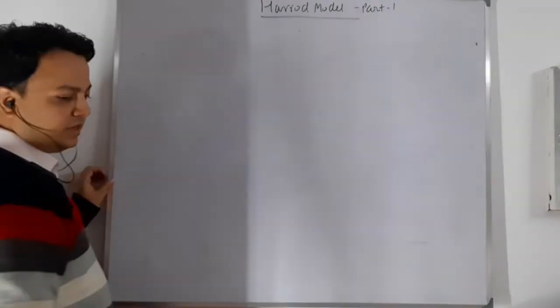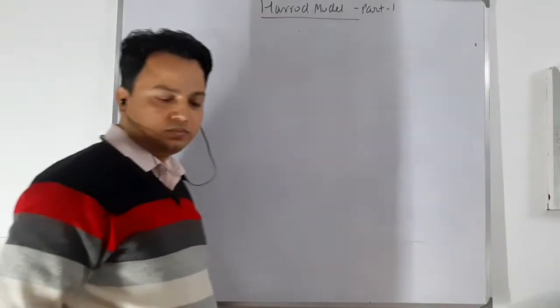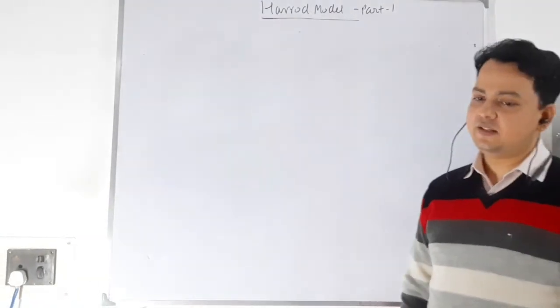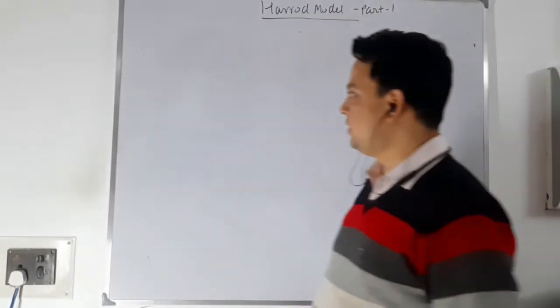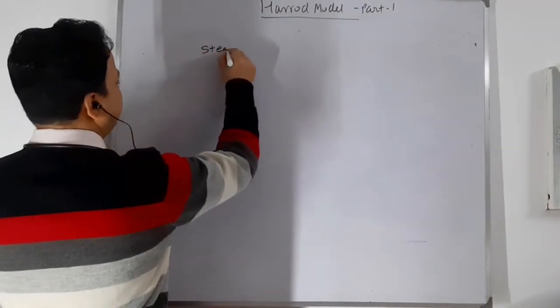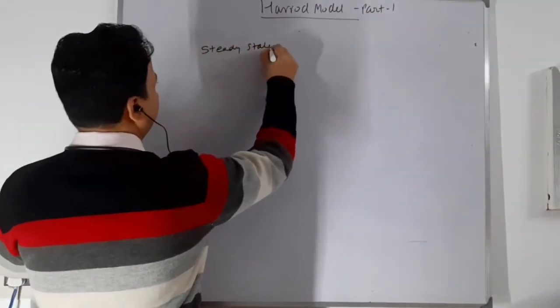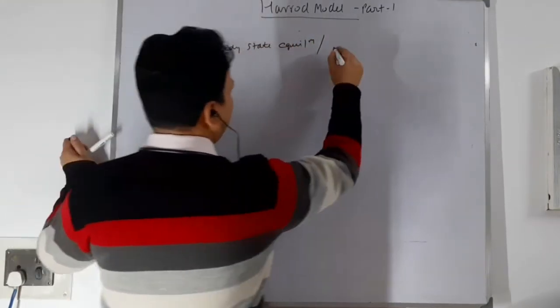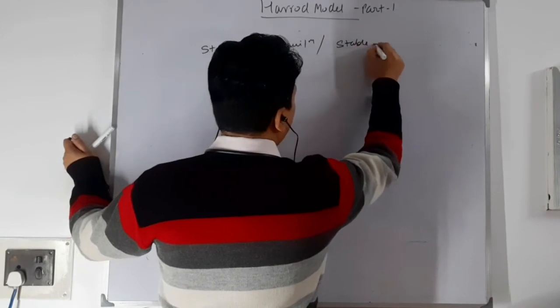What is the first question that Harrod has raised? How to achieve a steady state? The first thing is steady state equilibrium. This is also formed in some of the books as stable equilibrium with full employment.